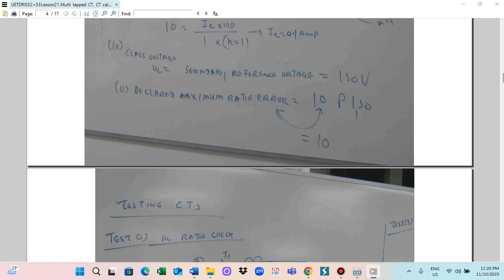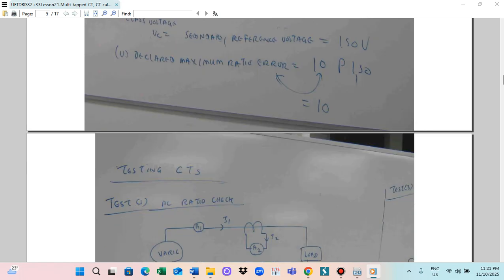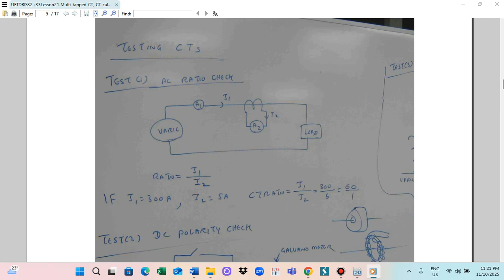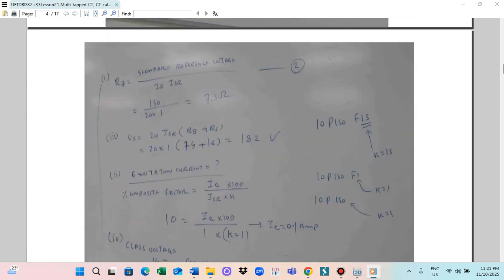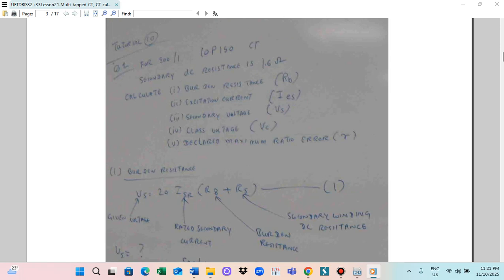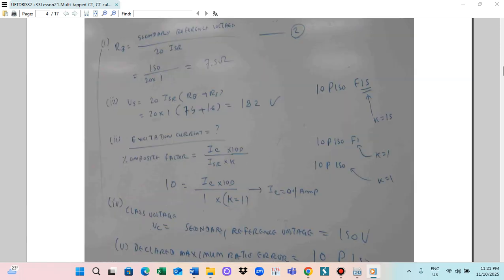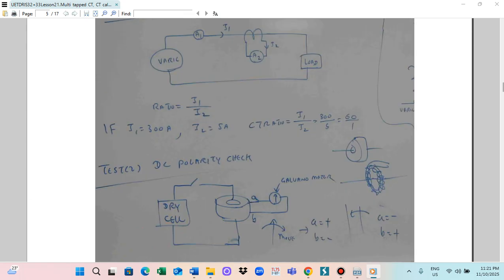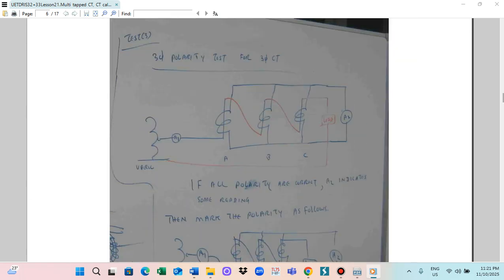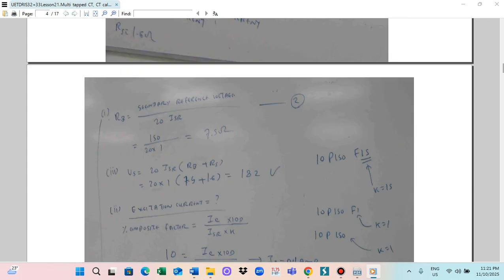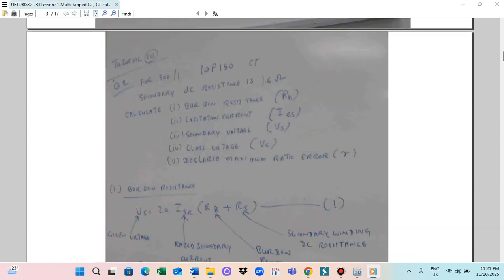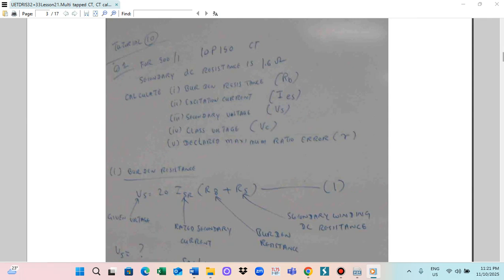In this problem, for 100/1, 100 P, 150 is the CT. This is the specification given: 100/1, 100 P, 150 and 1 CT. The secondary DC resistance is 1/6 ohm. We have to calculate the burden resistance, excitation current, secondary voltage, the class voltage, and the declared maximum ratio error.